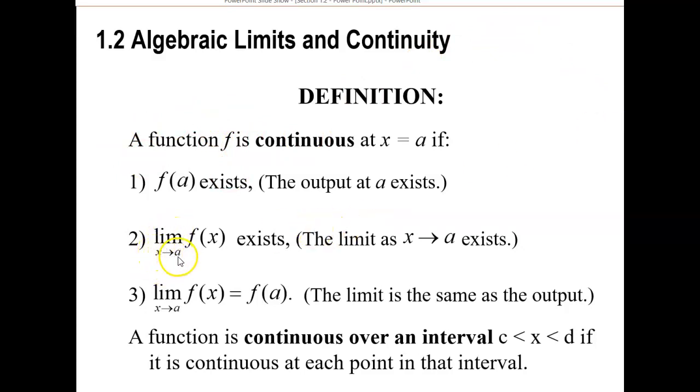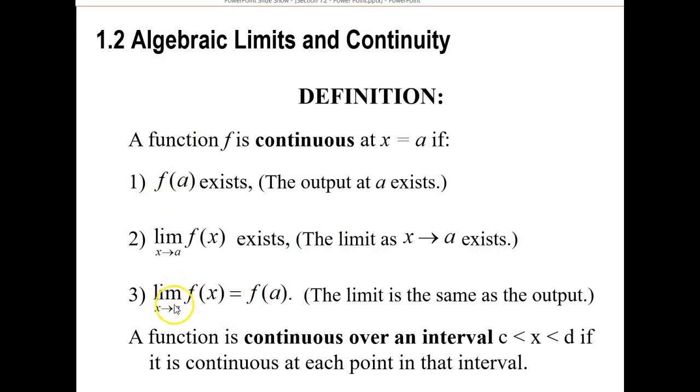The limit as x approaches a of f of x exists. So it has to have a limit. If it's a piecewise function, we have to evaluate by the left versus the right. We have to check that those two values match. So you have to have a limit.